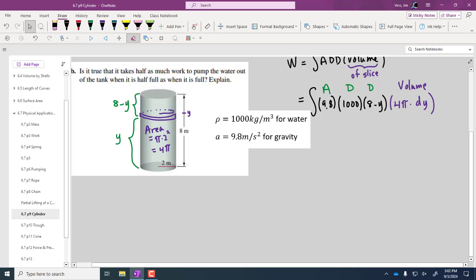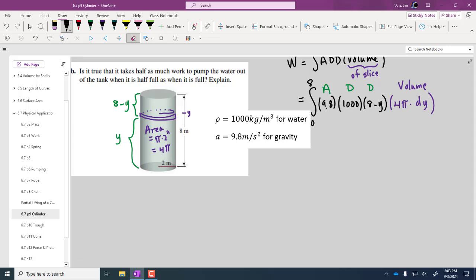What do you think the limits of integration will be? 0 to 8. Because we have cross sections of water all the way from y equals 0 up to y equals 8. So we'll go 0 up to 8. There we have it. So there's the setup.